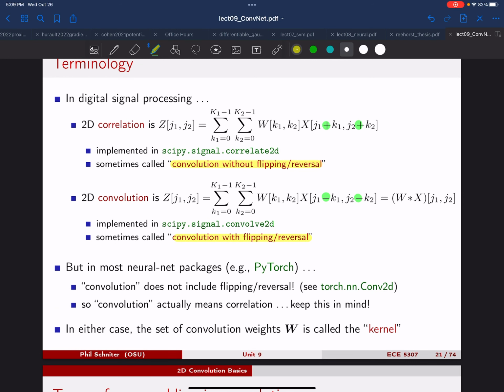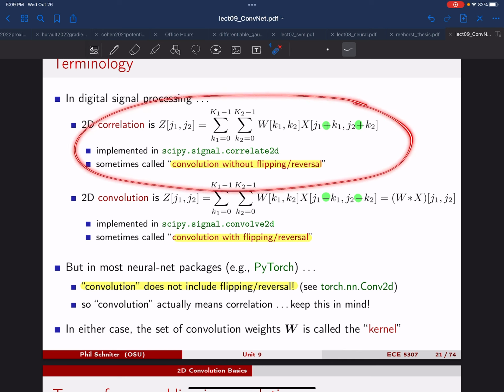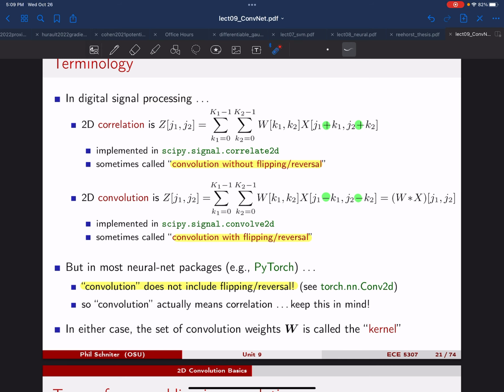When we do neural networks in PyTorch or TensorFlow, and they refer to convolution, it's actually correlation. It's convolution without the flipping and reversal. That's good enough to get the job done. And so convolutional layers in neural nets really are just doing correlation. And we always call these weights, this W matrix, the kernel. That's the little template that we're moving around.